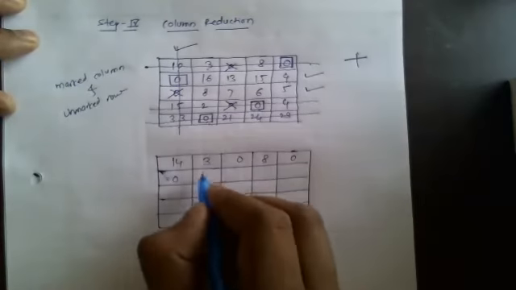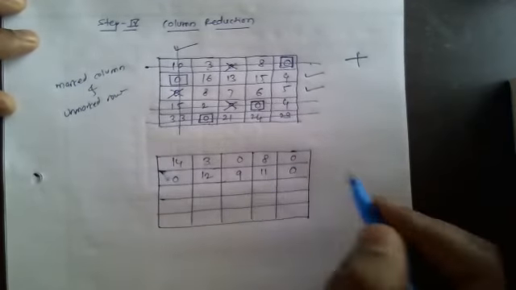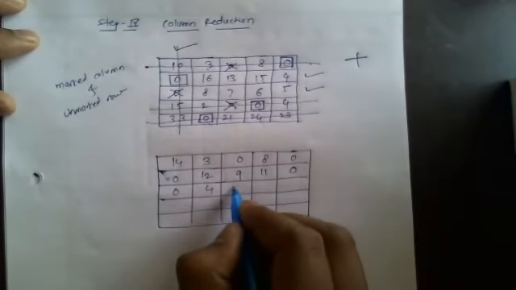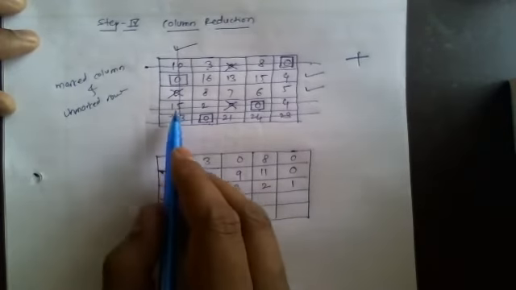Now 16 minus 4, 12. 13 minus 4, 9. 15 minus 4, 11. 4 minus 4, 0. Again, this 0 will remain as it is. So 8 minus 4, 4. 7 minus 4, 3. 6 minus 4, 2. 5 minus 4, 1. Again, here we are getting plus sign.